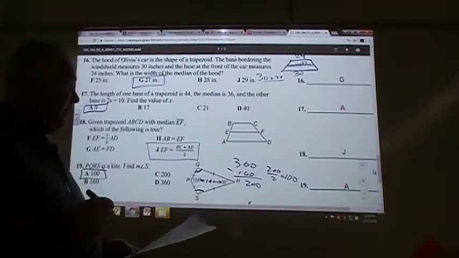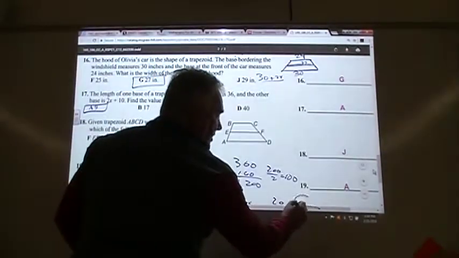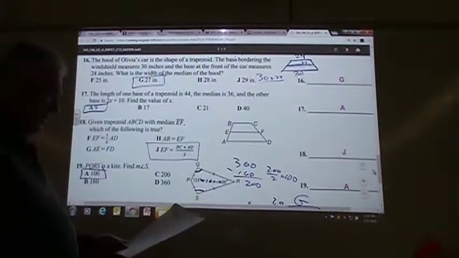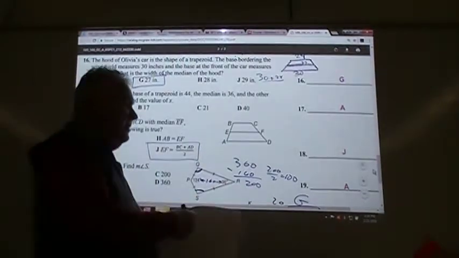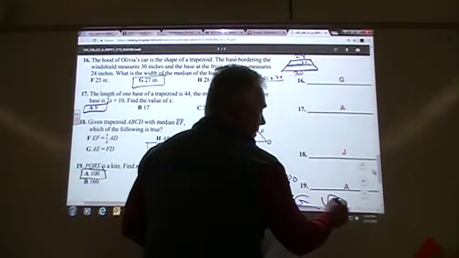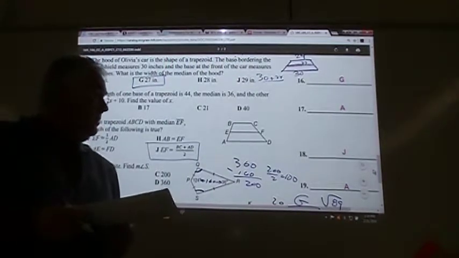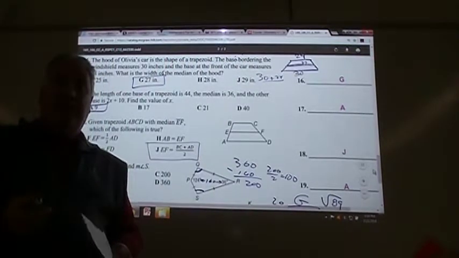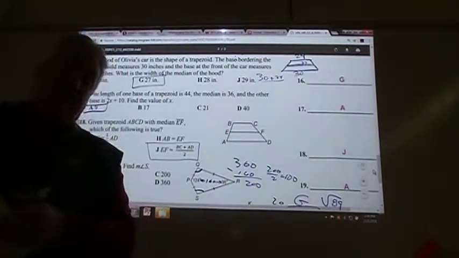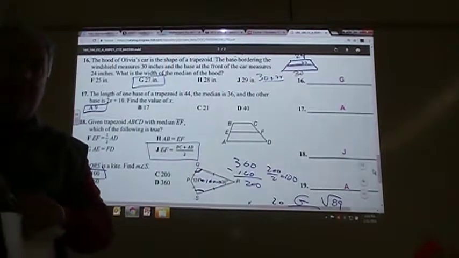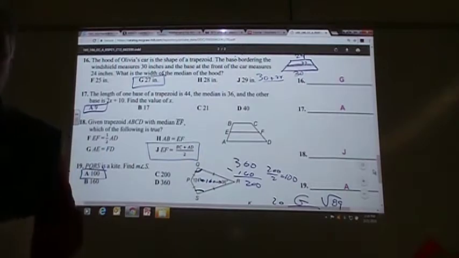Lastly, it's not on here, but number 20, your answer is G. Square root of 89. When you do Pythagorean theorem, you will get the square root of 89 for number 20. That covers all the problems. It's a good sense of what's happening on the test, the types of problems you're going to see, and what you're going to have to be able to do. All right?